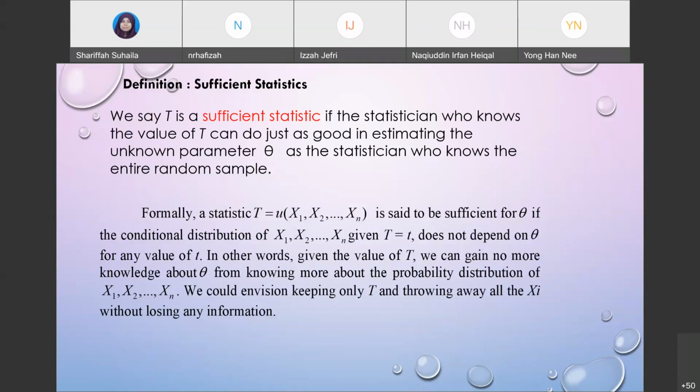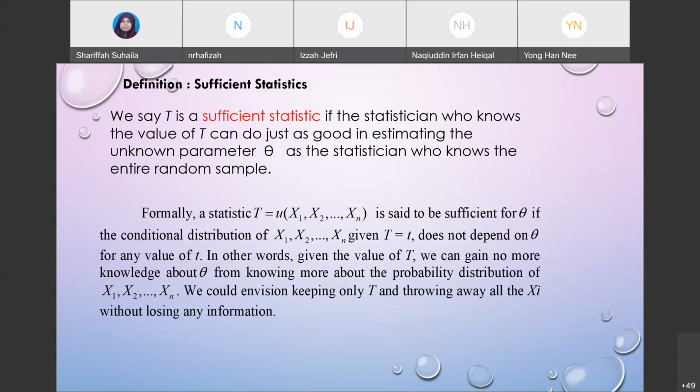That is on average. So instead of listing every observation, especially when we have a large sample size, normally what we do is try to express it in terms of another statistic, which we call a sufficient statistic. It can be in terms of your mean or your sample variance. It depends on the question. So this is the definition of sufficient statistic. T is a sufficient statistic if the statistician who knows the value of T can do just as well in estimating the unknown parameter theta as the statistician who knows the entire random sample. So instead of having all the observations, we express it in the form of our sufficient statistic.